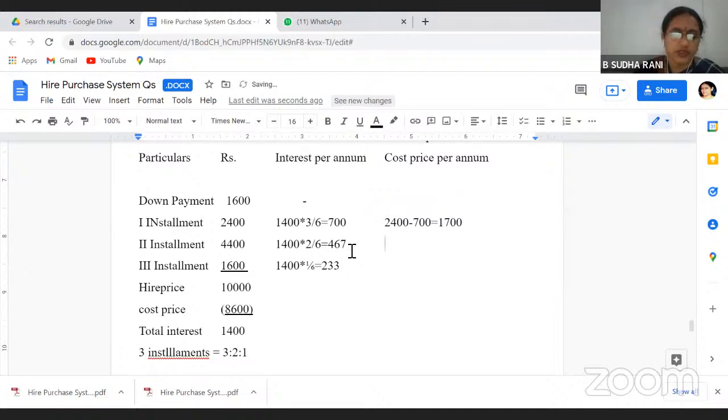Now the second year, again the installment paid is 4,400 minus the interest paid 467 rupees. So 4,400 minus 467 interest. So the actual amount of cost included in the installment is 3,933 rupees. Okay. Next, the last installment. The installment paid is 1,600 and the interest paid is 233 rupees.